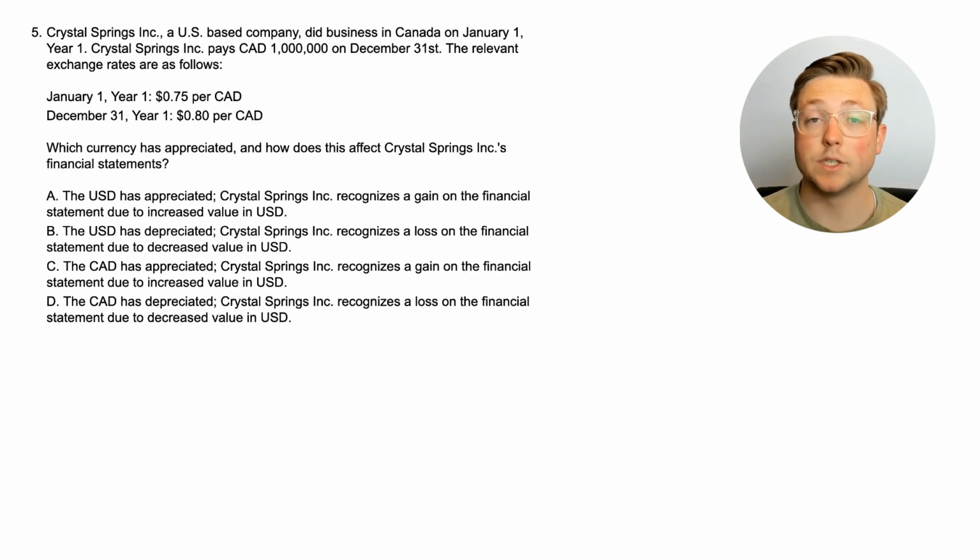All right, here we are at question 5. Crystal Springs Inc., a US-based company, did business in Canada on January 1st, year 1. Crystal Springs Inc. pays $1 million Canadian dollars on December 31st. The relevant exchange rates are as follows. On January 1st, year 1, the exchange rate is 75 cents per Canadian dollar, and on December 31st, the date of the payment, it's 80 cents per Canadian dollar. So which currency has appreciated, and how does this affect Crystal Springs Inc.'s financial statements?